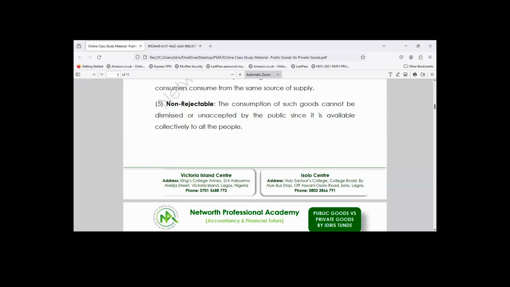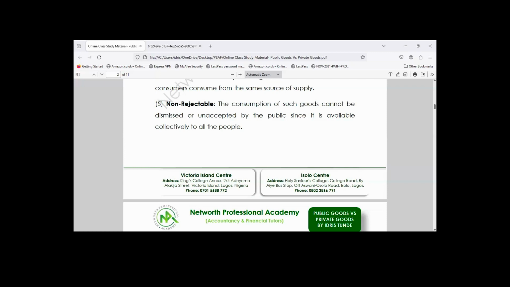Don't reject it. Protection of life and property is compulsory. You cannot say, I don't need the service of police, or I don't need the service of security in my estate. No, you cannot reject it. Examples of non-rejectable public good.